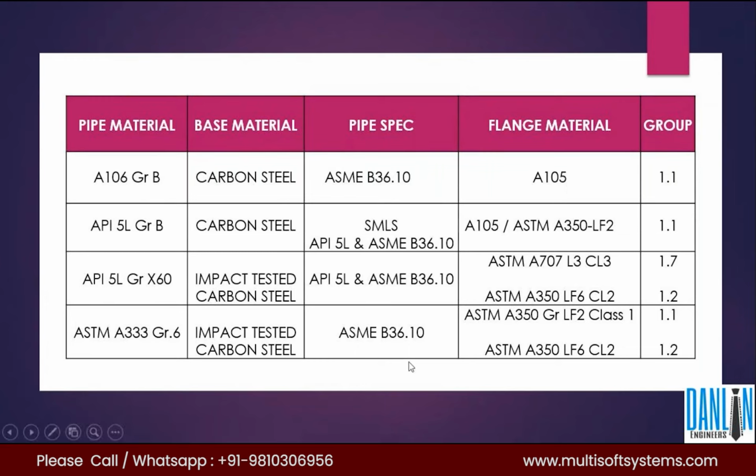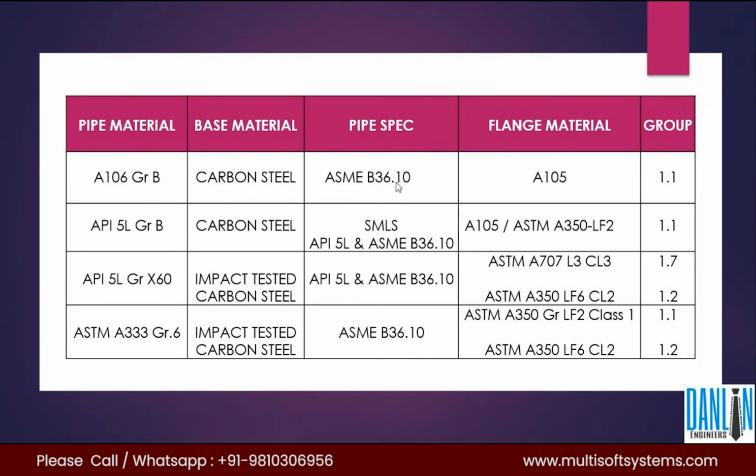So here I mentioned the pipe material, and that is the base, it's carbon steel, and I mentioned the pipe spec B36.10. Can anyone tell me what is the code book for the stainless steel? These are all carbon steel. For the stainless steel, what is the code book? Yeah, B36.19. Yes, you are right. So that is the code book which we are using.